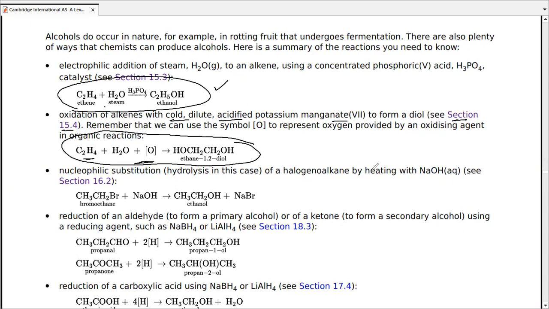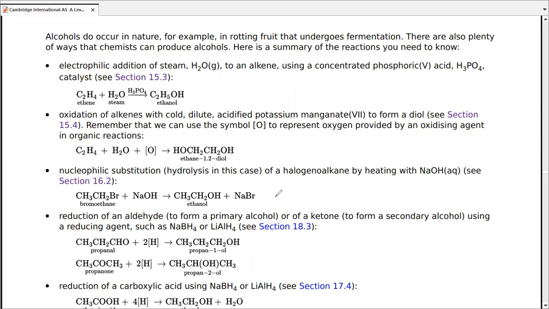Hydrolysis in this case, hydrolysis with an alkali or hydrolysis with water. Hydrolysis with water was slow, though it also formed alcohols. Hydrolysis with an alkali was faster with a little bit different products. We weren't getting HBr, we were getting NaBr out of it. So they were producing alcohols at a much better rate. So don't forget that nucleophilic substitution or hydrolysis, either in the presence of alkali or just water, was possible in both cases.